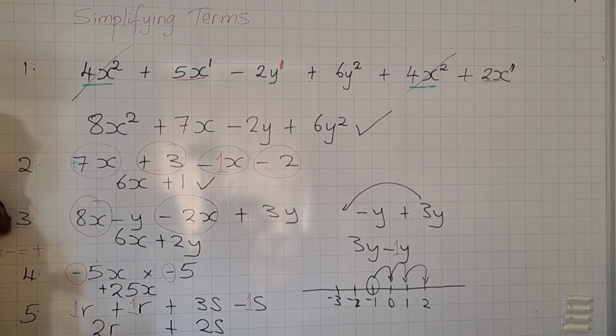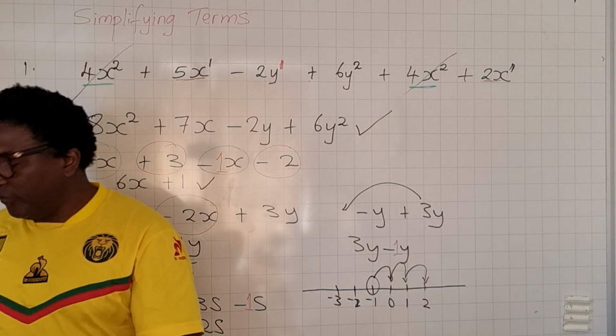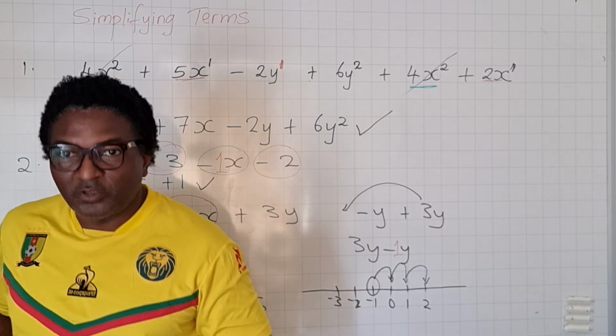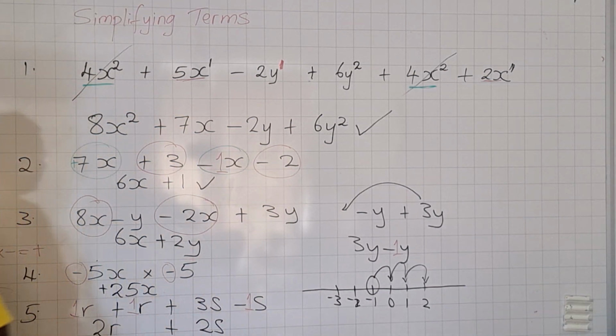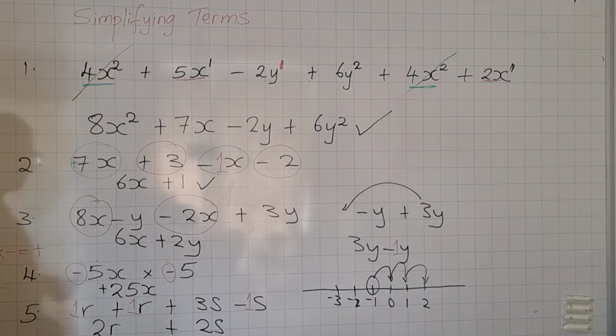Tell me one important thing you remember from this lesson. Two negatives multiplied by each other is a plus. Correct? There's an invisible 1 in front of x, y, or any letter. Any letter on its own. So if you put x on its own, there will be an invisible 1.